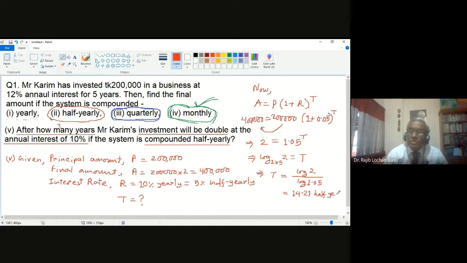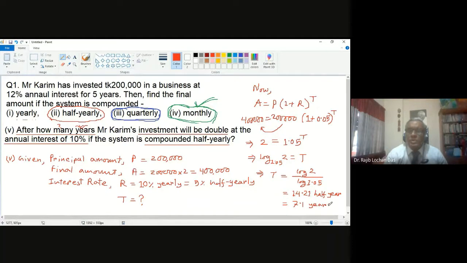So is it the question? No. They said how many years. They did not say how many half years or how many months. So you will divide this by 2. 14 half years means 7.1, 7.103 years. So 7 point something year.